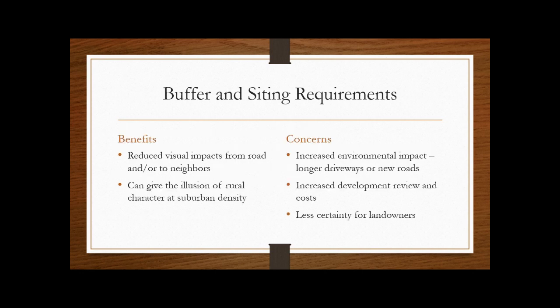The benefits are that you are reducing visual impacts from the road or to neighbors. You can get the illusion of rural character at suburban densities. Exactly. The concerns there are, when you require deeper setbacks and to hide new housing, you're increasing the environmental impact of that housing. You have more impervious area, longer driveways or new roads required if you're doing multiple subdivisions. That increased environmental impact may be worthwhile if it's more important how things look than how they perform.